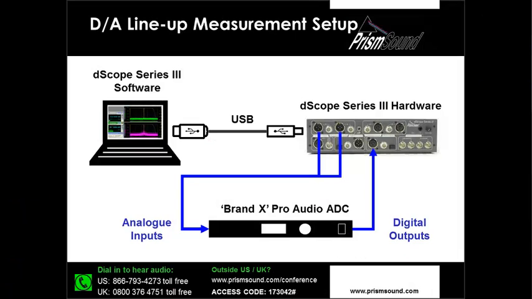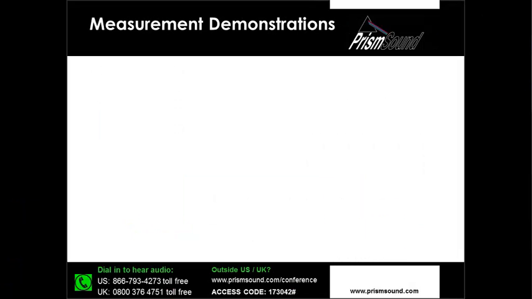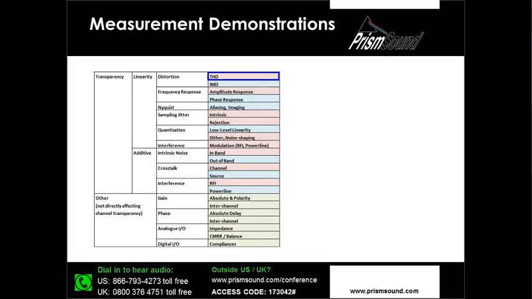Okay, so having discussed that, we can now move on to some perhaps slightly more interesting measurement demonstrations. The next one I'm going to take you through is a total harmonic distortion measurement, mainly because that's one of the very first things that a lot of engineers will think of trying in order to evaluate how their device is performing.